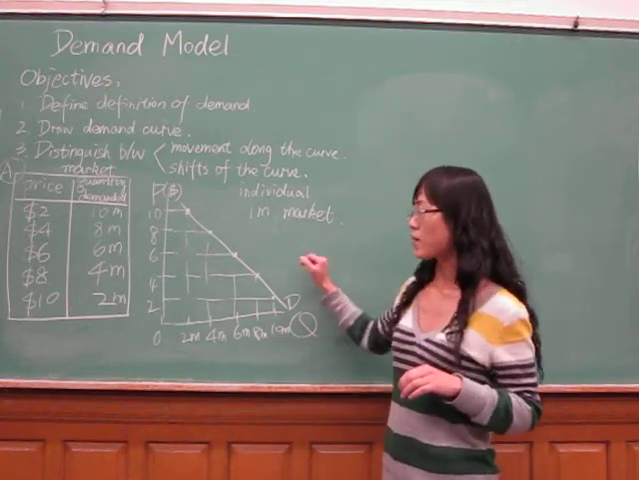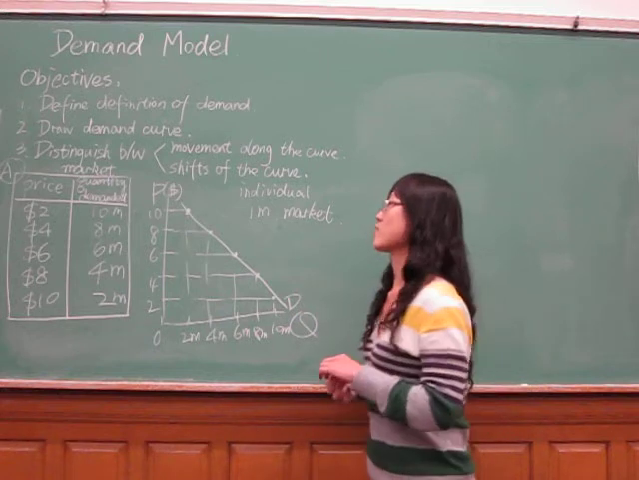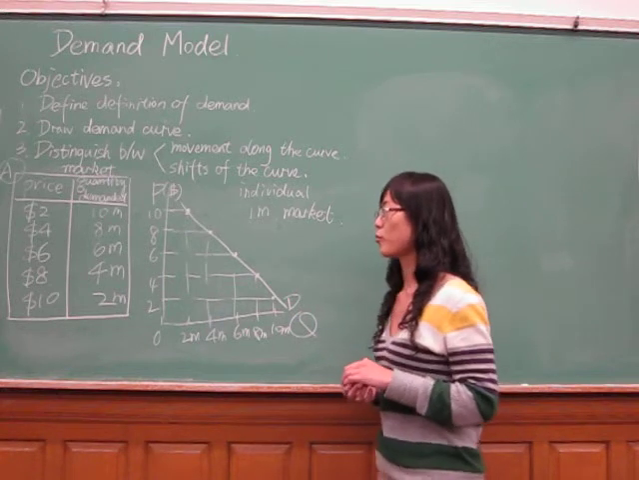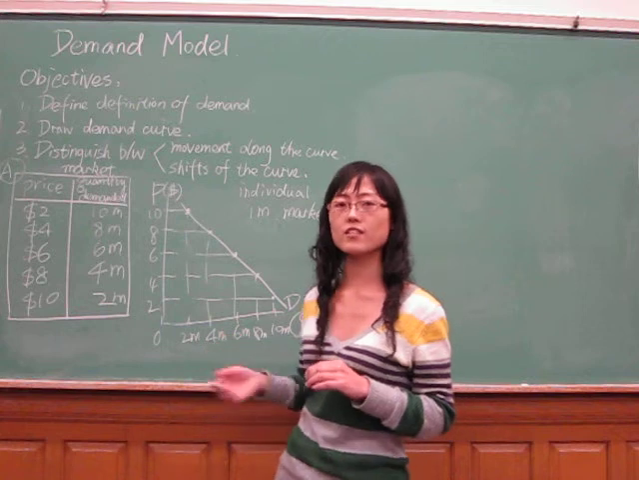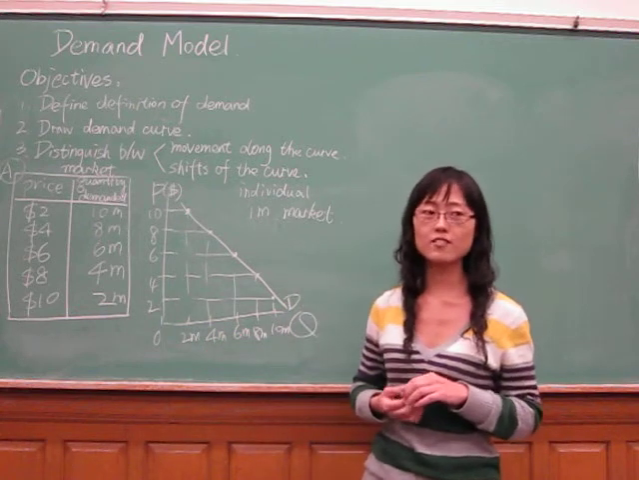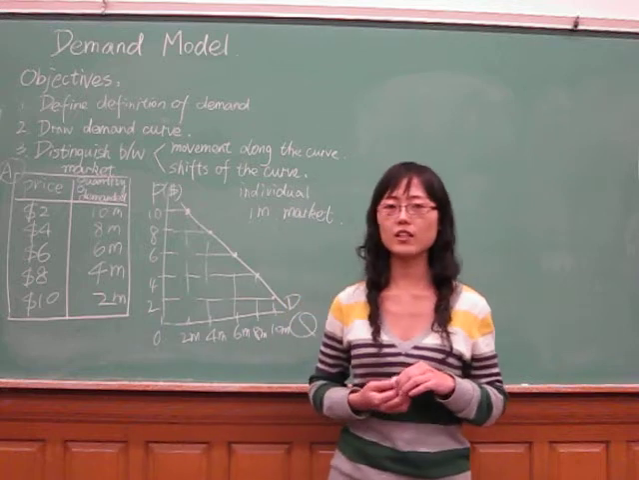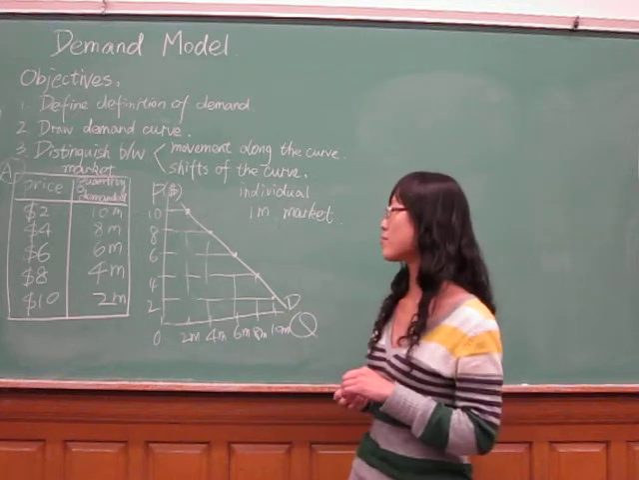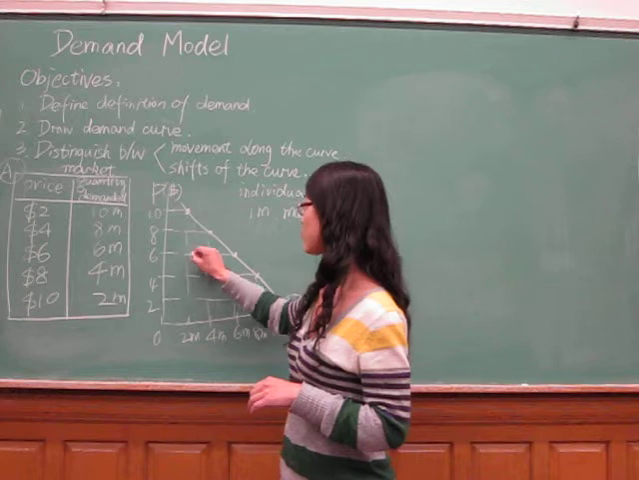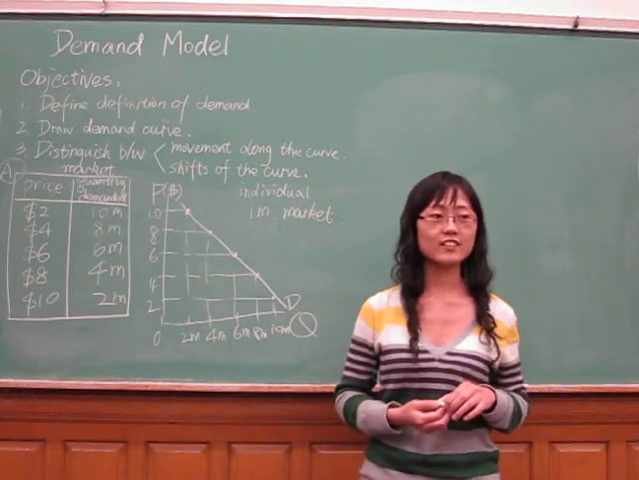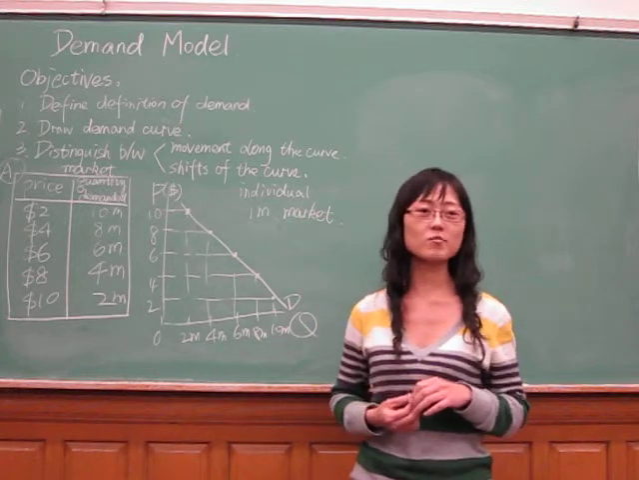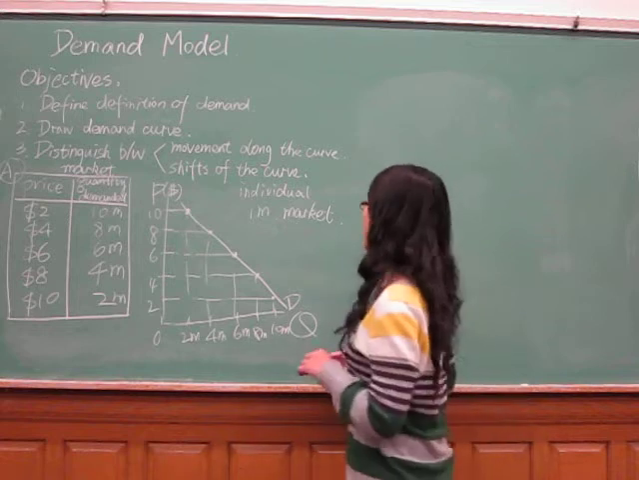Okay. The market demand curve shows that in a market where there are a lot of buyers, how many of a good the buyers want to buy at given prices. Is that clear? Is everyone following what I'm doing? Okay.